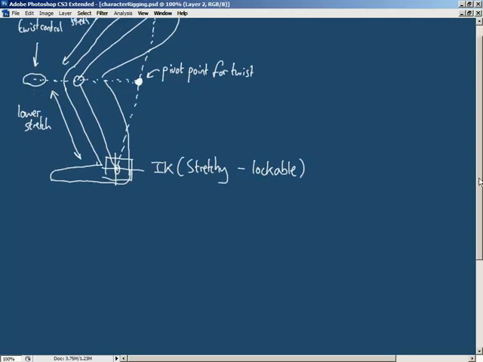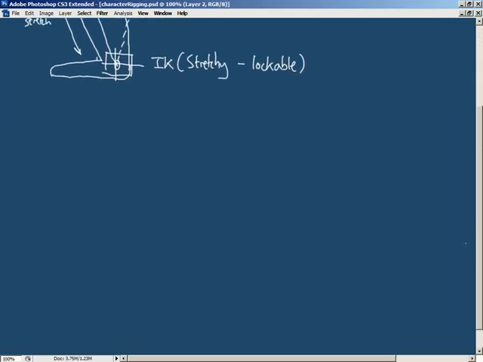So let's scroll down and let's draw out a very basic foot. So let's say that this was our lower leg bone coming down. From there we're going to have a foot bone, and from there we're going to have a bone that goes to the tip of our toes.